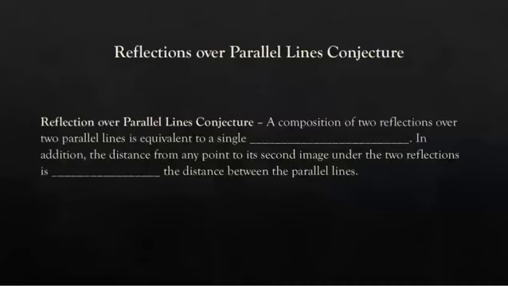So reflection over parallel lines, conjecture. The composition of two reflections over two parallel lines is equivalent to a single translation. Just a single slide is what happened after we reflected twice. If we were to measure the distance from any point to its second image under the two reflections, it would be twice the distance between the parallel lines.